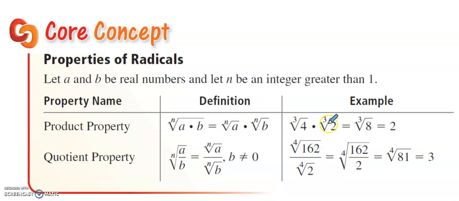So for the example, we actually start with this side of the equation. We use that to combine the radicals. So 4 times 2 is 8. So I have the cube root of 8, and then that simplified to 2.